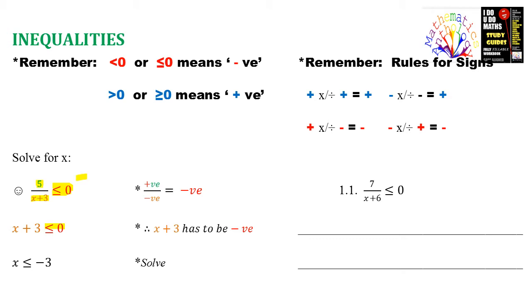Negative means less than or equal to 0. Okay, so solve for x here. So x can be less than or equal to negative 3 once you take the positive 3 over, and that's your answer.